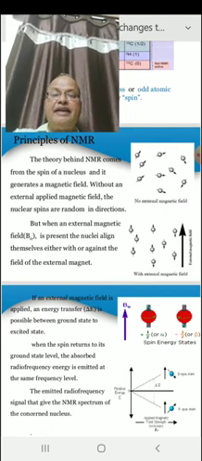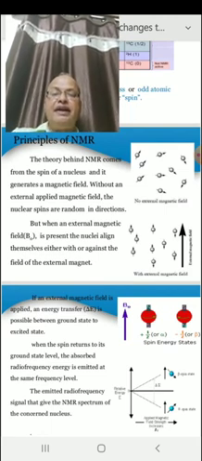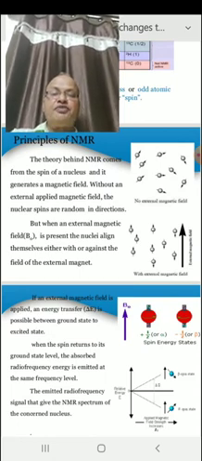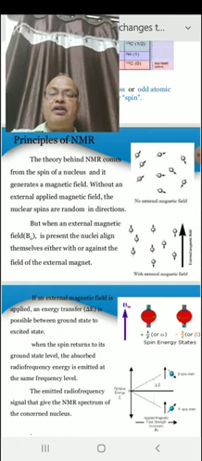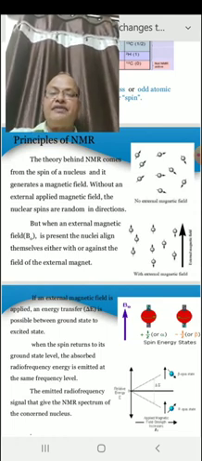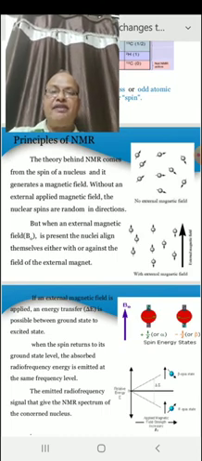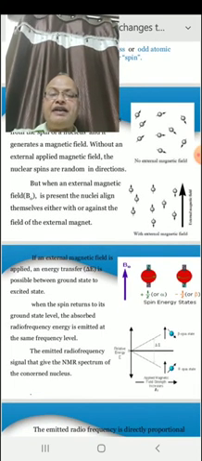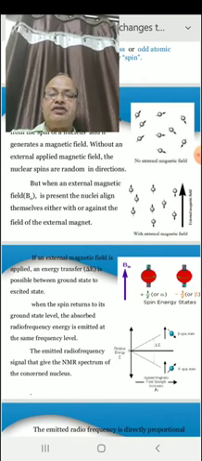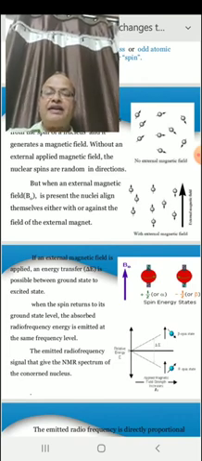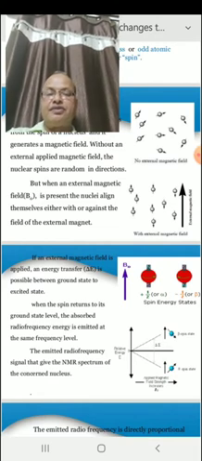If an external magnetic field is applied, an energy transfer, as shown in these figures, is possible between the ground state and the excited state. When the spin returns to its ground state level, the absorbed radio frequency energy is emitted at the same frequency. The emitted radio frequency signals give the NMR spectrum of the concerned nucleus.